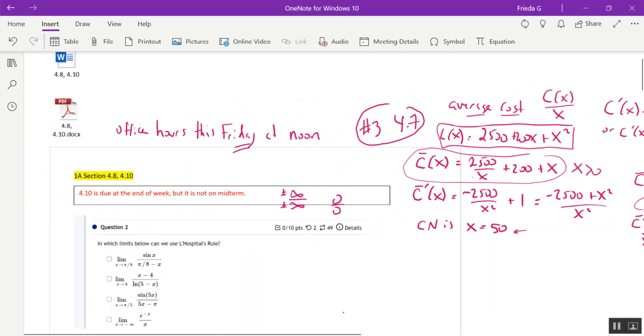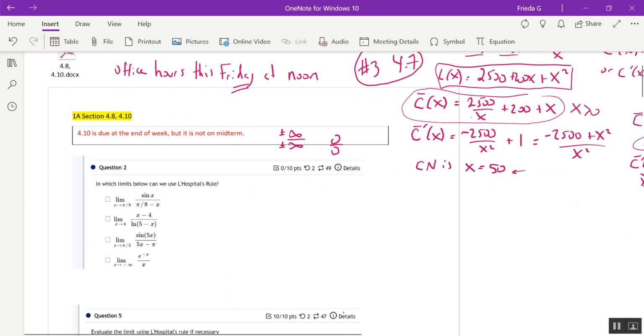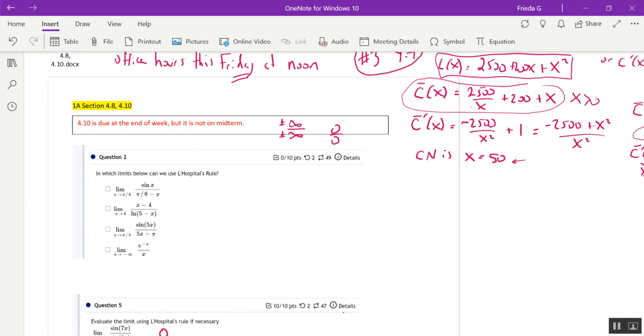Okay, L'Hopital's rule. L'Hopital's rule tells you if you get a limit that looks like plus or minus infinity over plus or minus infinity, or 0 over 0, you can find the limit by taking the derivative of the top and dividing by the derivative of the bottom. So this first problem is just to decide which limits you could actually use L'Hopital's rule on. So the question is, do we get this or this?